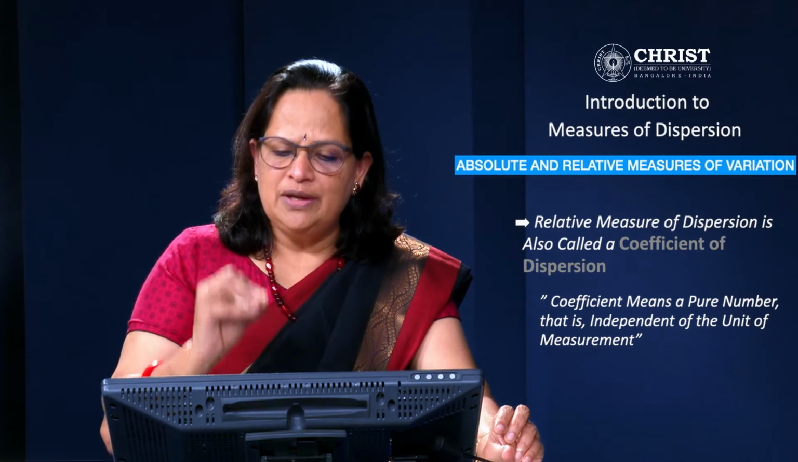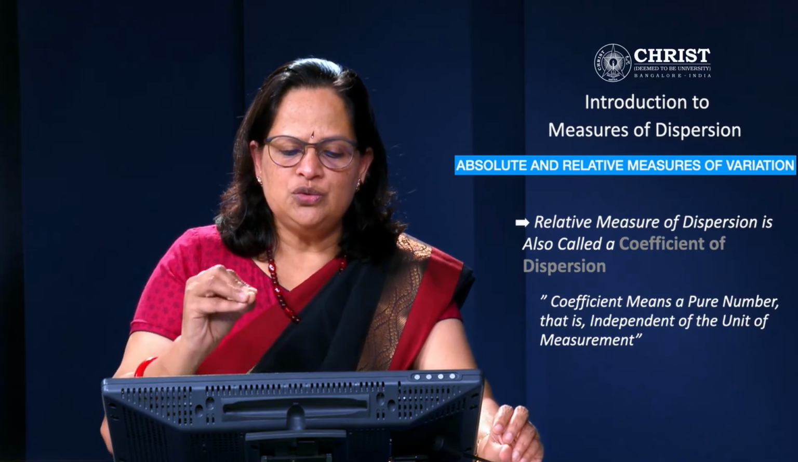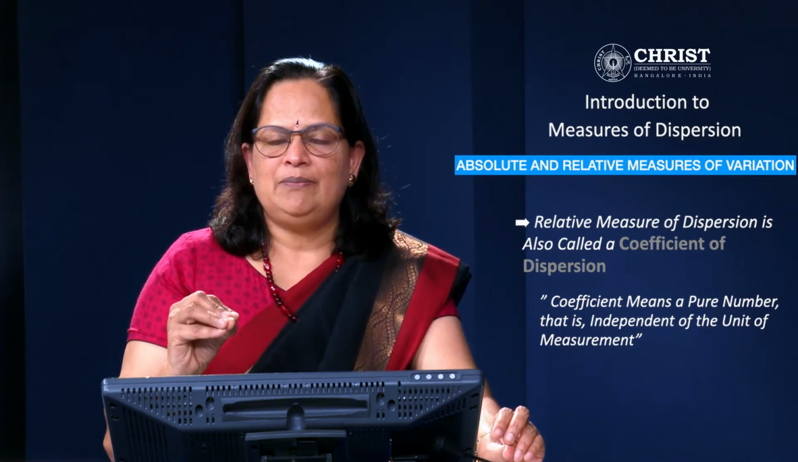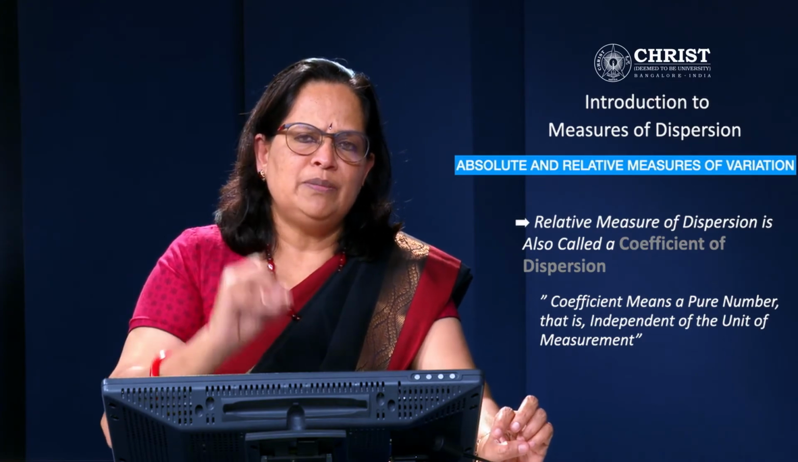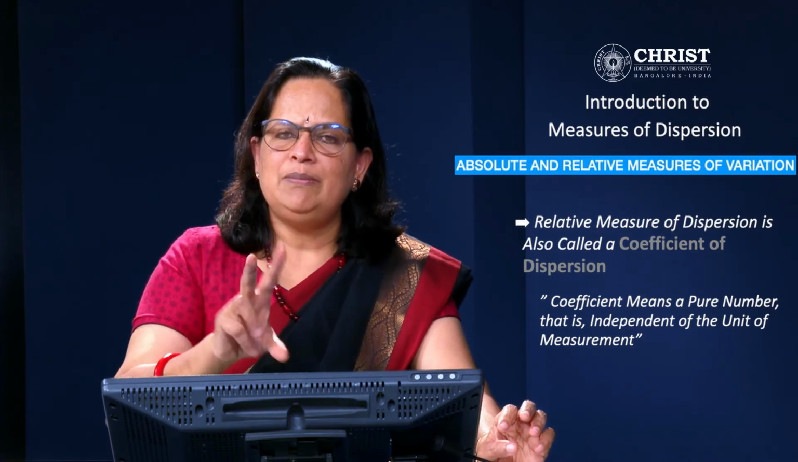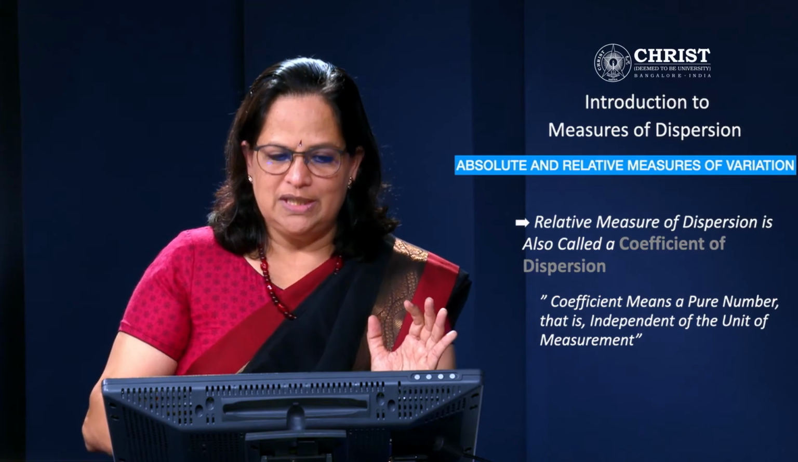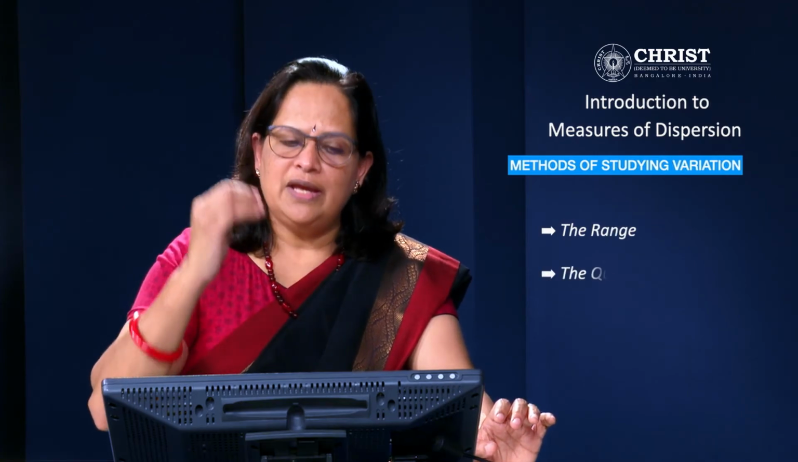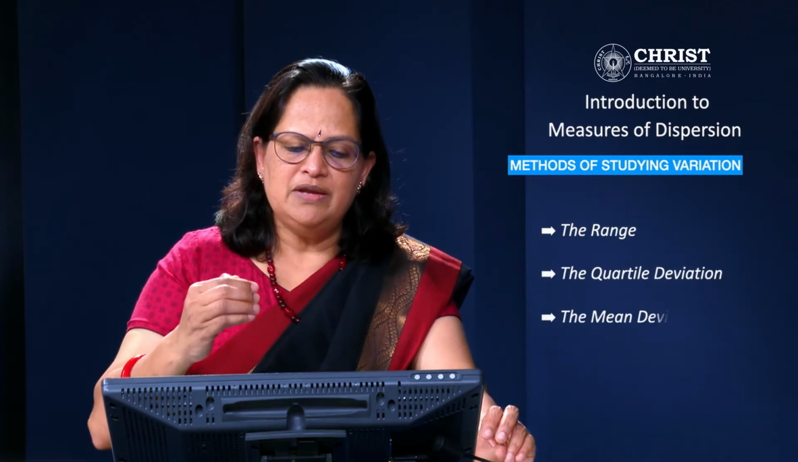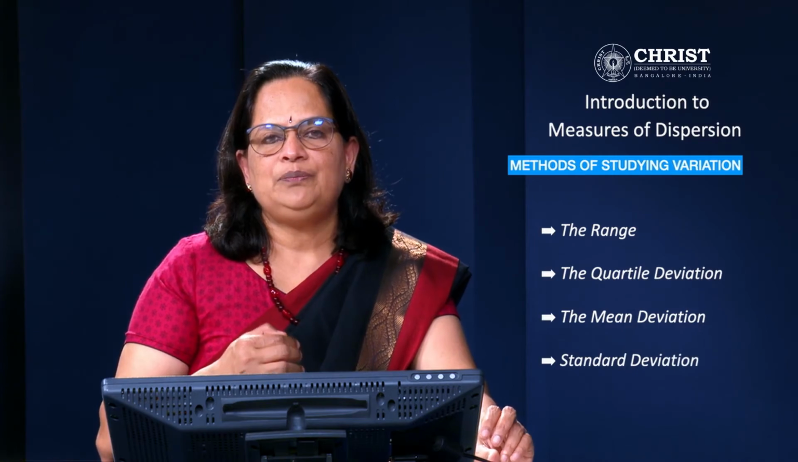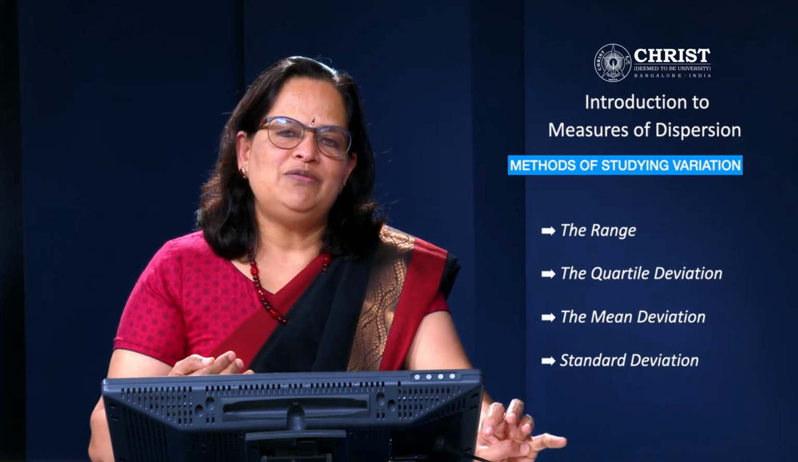So for computing relative dispersion, the average used as a base should be the same. So whatever the average we are using, mean if you are using, mean should be the same. Mean only we can use for both the series. Now, what are the methods of studying variation? So 4 methods are there: range, quartile deviation, mean deviation and standard deviation. So this is what I want to explain with this module.